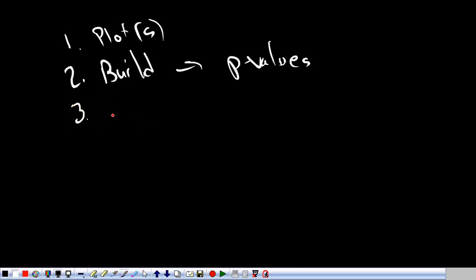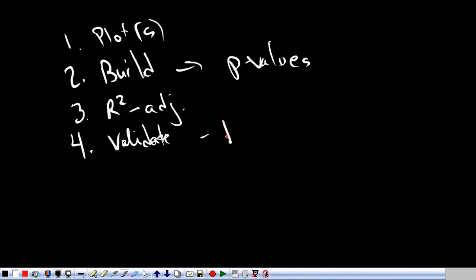Number 3, we looked at the R squared, remember that. Here we'll look at the R squared adjusted, which is similar to R squared, but it tells us a little bit about the power of adding each additional variable. And then 4, we validated, right? And this was just, we said, looking at residual plots.